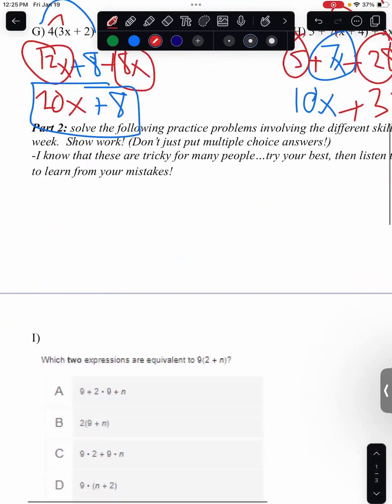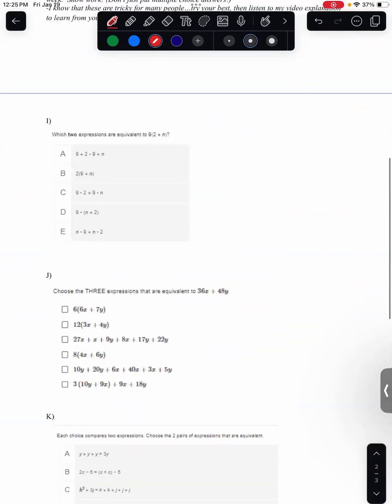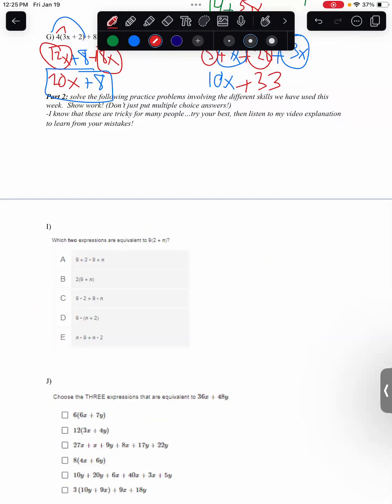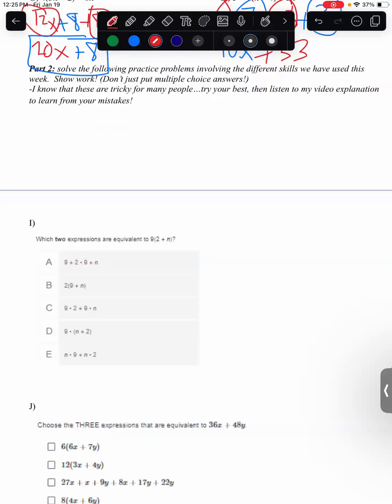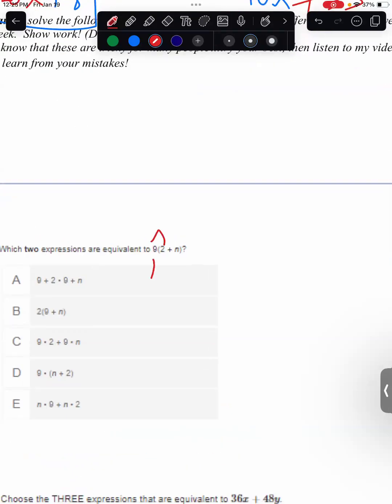Okay. All right. Now this part we have 3 multi-answer type things. So you've got to show some work here. I don't want to see you not showing anything. Here we have 9 groups of 2, so that's 18, and then 9 groups of n, which is 9n. I just started with that because that's probably going to be one of the things we're looking for. So we did 9 times 2, and then we did 9 times n. Well, look what we got right here: 9 times 2 and 9 times n. So that's C.